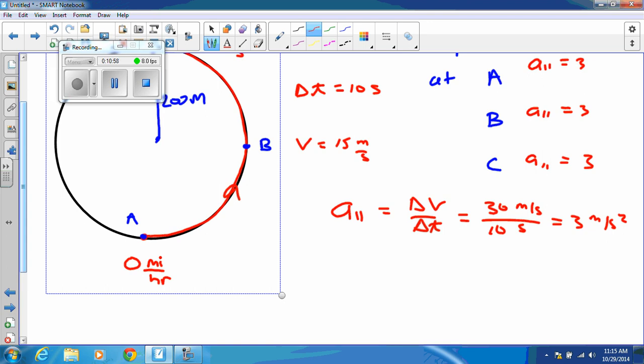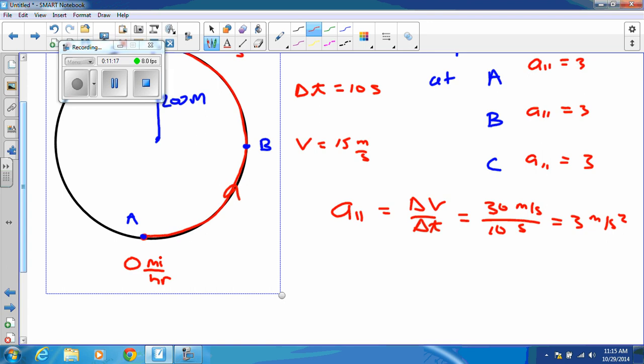This is the part that we would actually experience if we're in the driver's seat, driving down the road. We watch our speed increase from 0 to 15 to 30, and we compute a rate of change of speed of 3 meters per second squared.